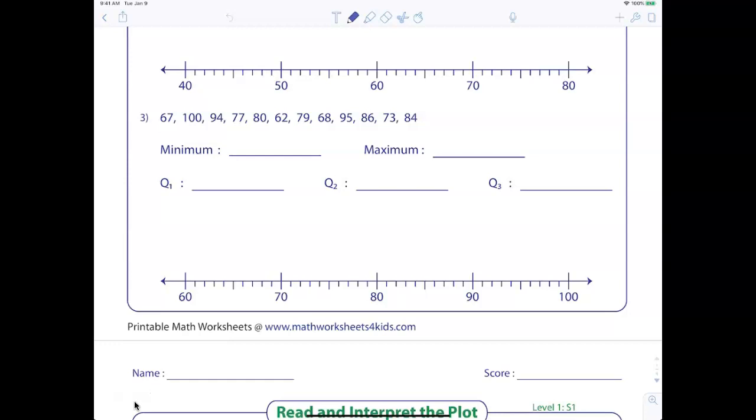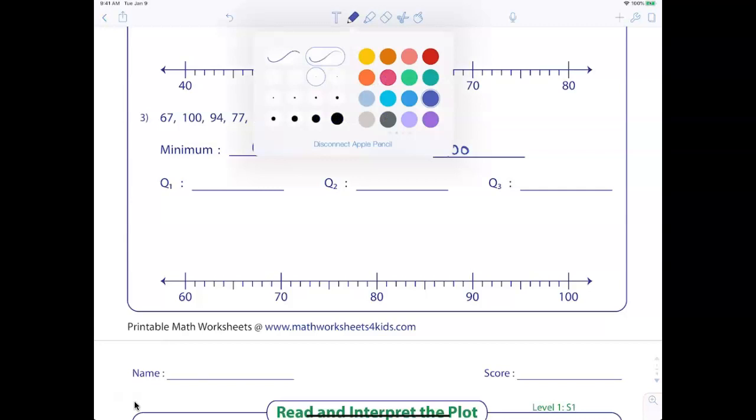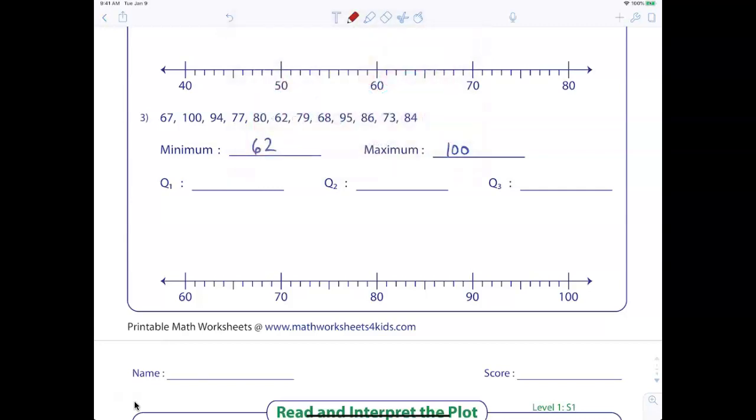So let's do just like we did on number 1. What's the lowest number in the data set? 62. And what's the largest? 100. Does everybody agree with 100? Now, most important, again, I need you to write them from small to large. Write them down yourself.